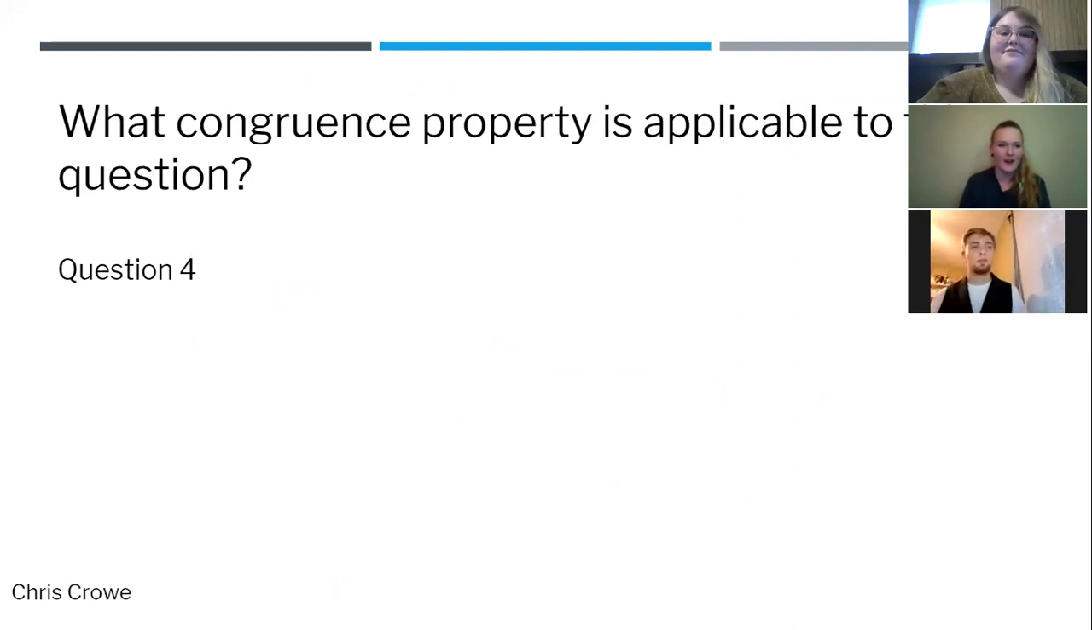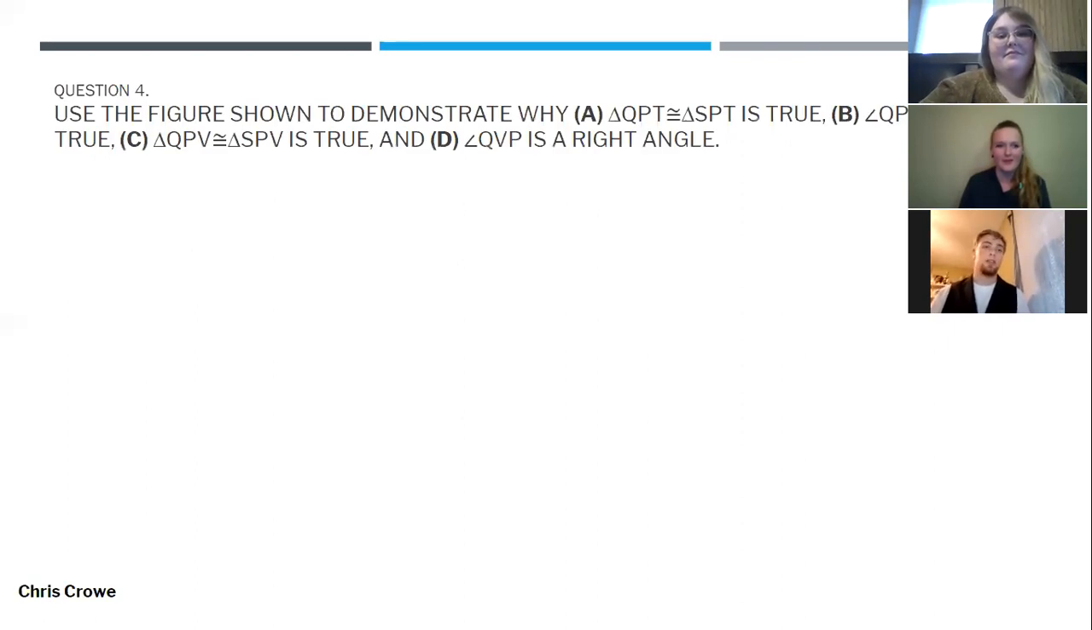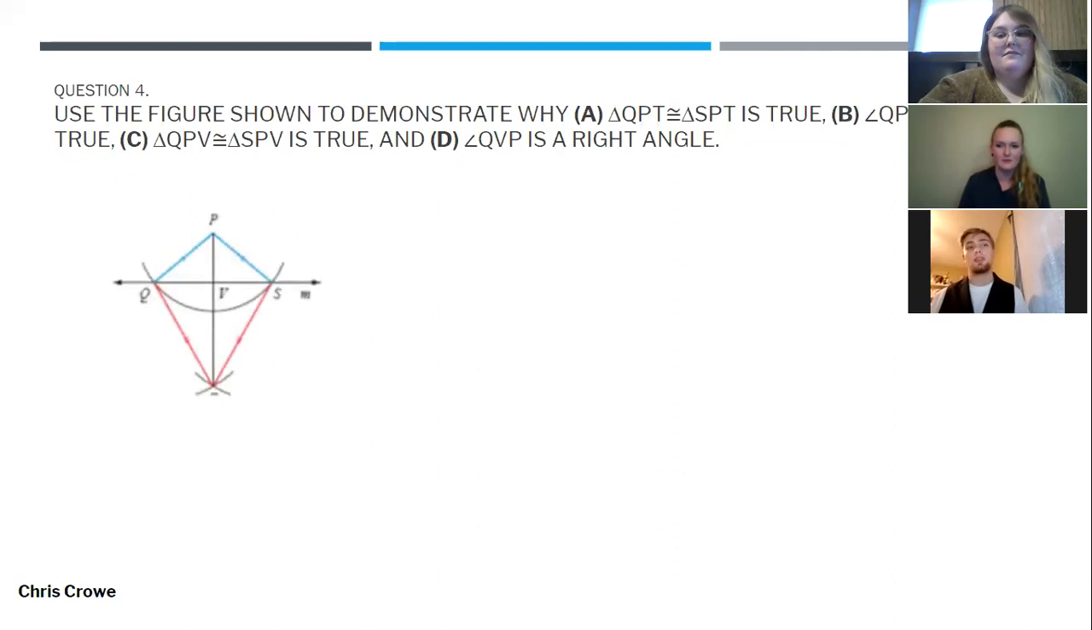Alrighty. So, Chris, I have a question for you. What congruence property is applicable to this question? That is a very good question, Anna. Looking at this particular question, we use the figure shown to demonstrate why triangle QPT is equal to triangle SPT, how angle QPT is equal to angle SPT, how triangle QPV is equal to triangle SPV, and how angle QVP is a right angle.